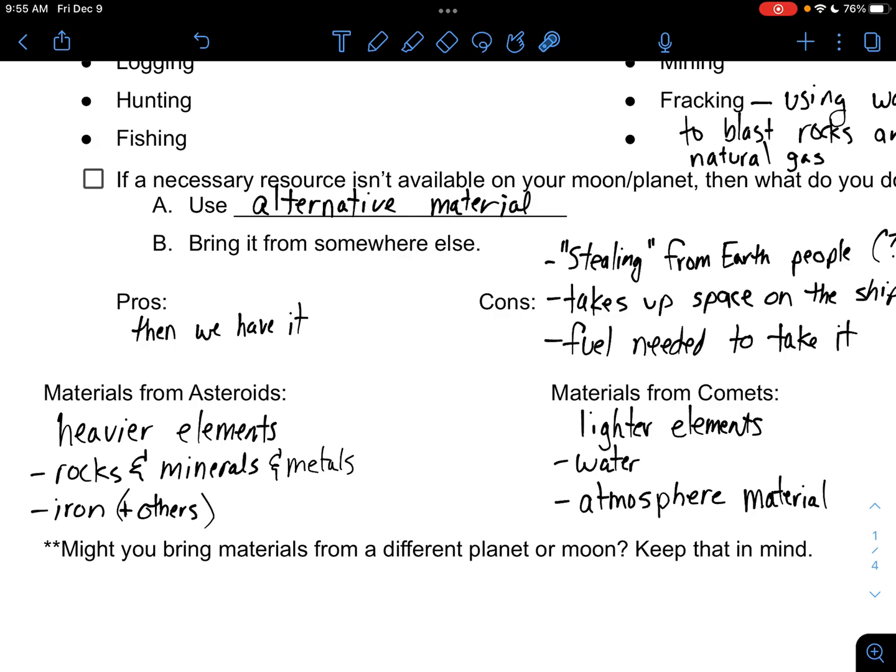But you still have to consider, is it even possible? I mean, if you're going to Mars, the comets are really far away from Mars. Could you actually go get them? So anyway, things to consider, real world things to consider. Is it possible? All right, moving on.